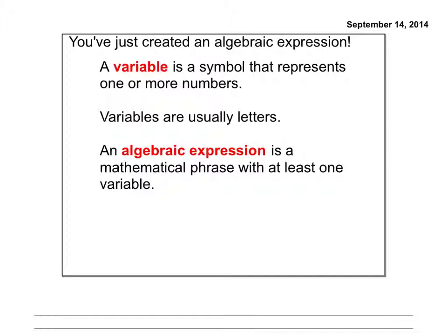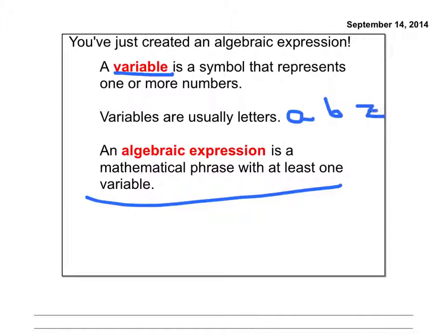Now, an algebraic expression is a mathematical phrase with at least one variable. And what's a variable? A variable is a symbol that represents one or more numbers, and a variable is usually a letter like A or B or Z, and most often is an X. It's the one that we use most of the time. But you can use any of the letters.